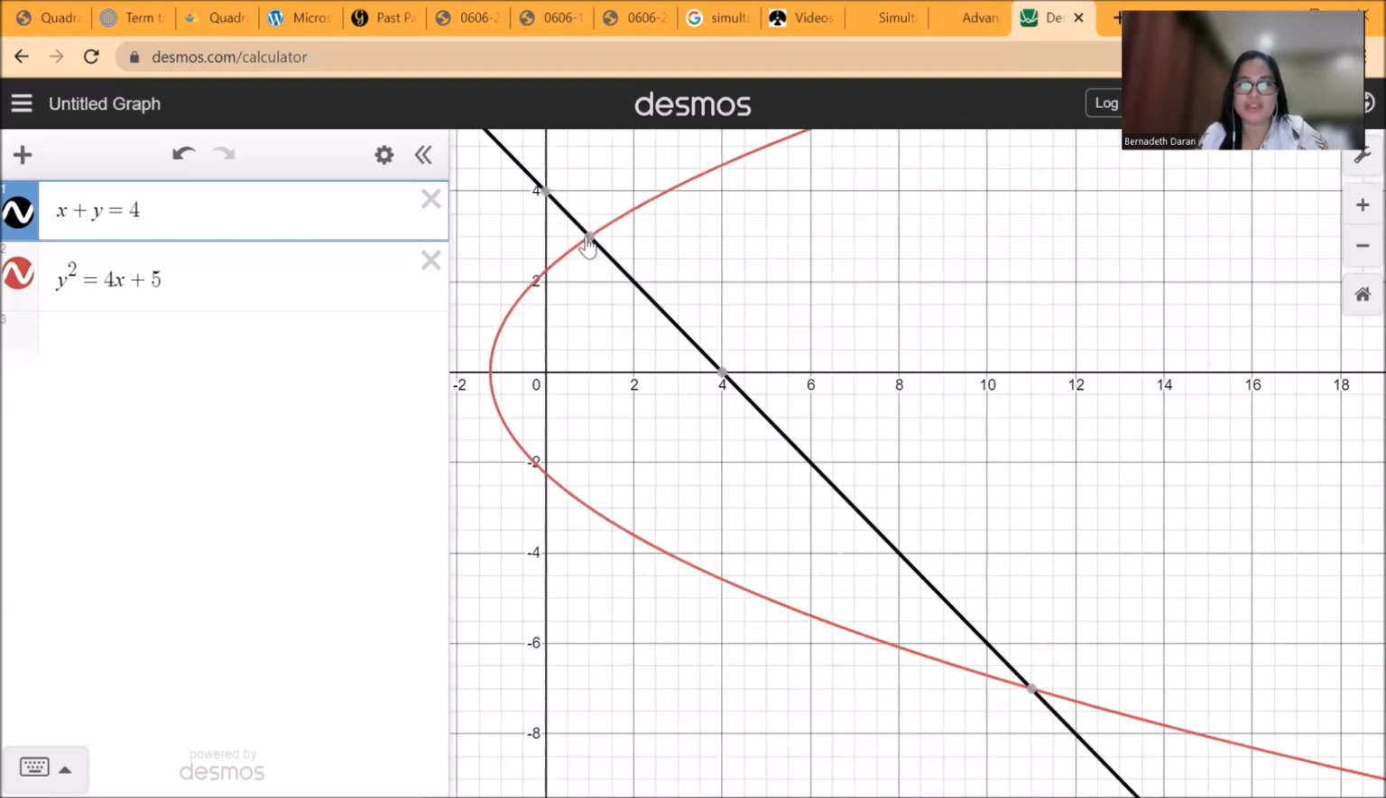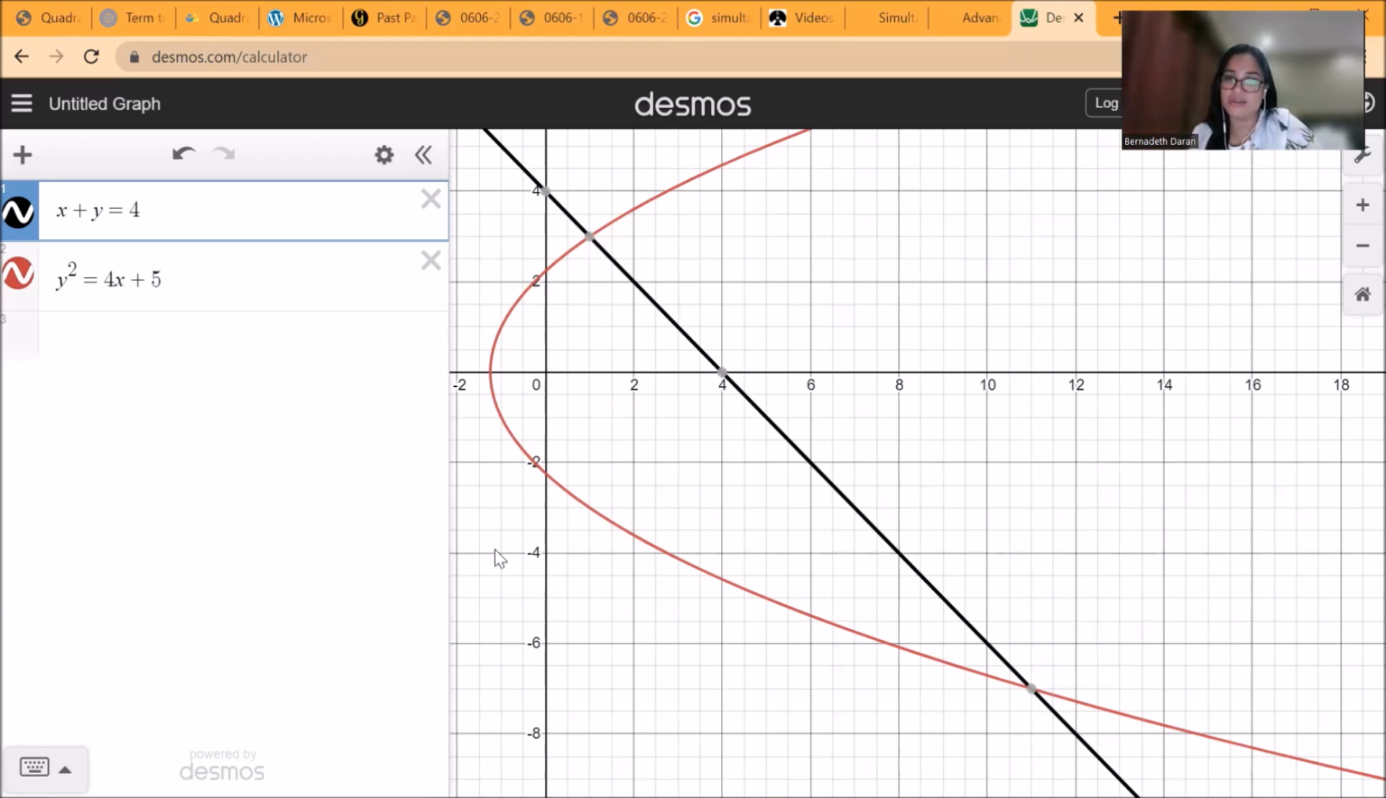What is this point? This point is (1, 3). In other words, the value of x here is 1 and the value of y is 3. And in this one, the point is (11, -7). In other words, the value of x here is 11 and the value of y is -7. Again, this is (1, 3).